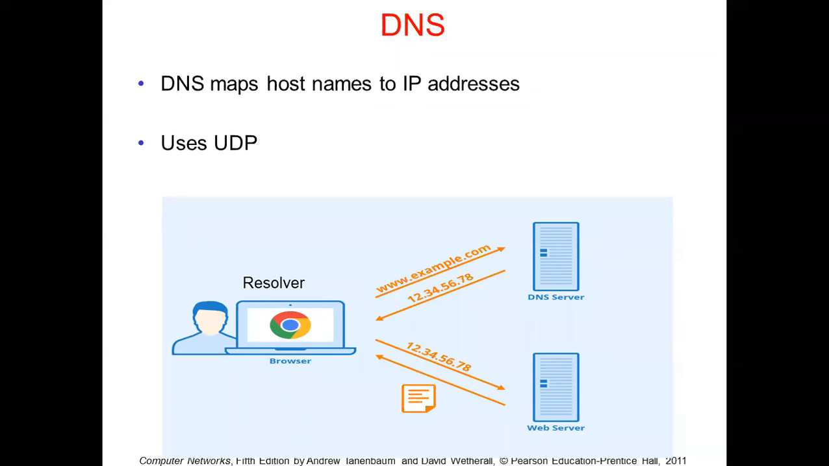Generally, a user will give the name of the website, for example www.example.com. There is a process called the resolver. It creates a query and sends it to the DNS server. The DNS server will look up the system and return the IP address of that particular machine. Once the browser gets the IP address, it sends the query to the IP address of that machine and gets back the relevant data.